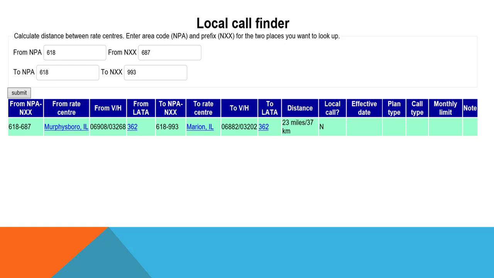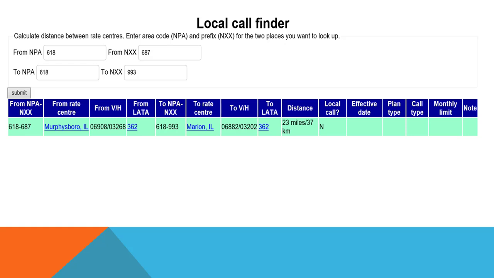But for now, when we're talking about local, looking at this tool here, it says local call, question mark, and then it's N, so we know it's N for no. If it was Y, it would be yes. Basically, what we did was we just uploaded our area code and the prefix. We don't need the last four, but it's just 618-687, 618-993.